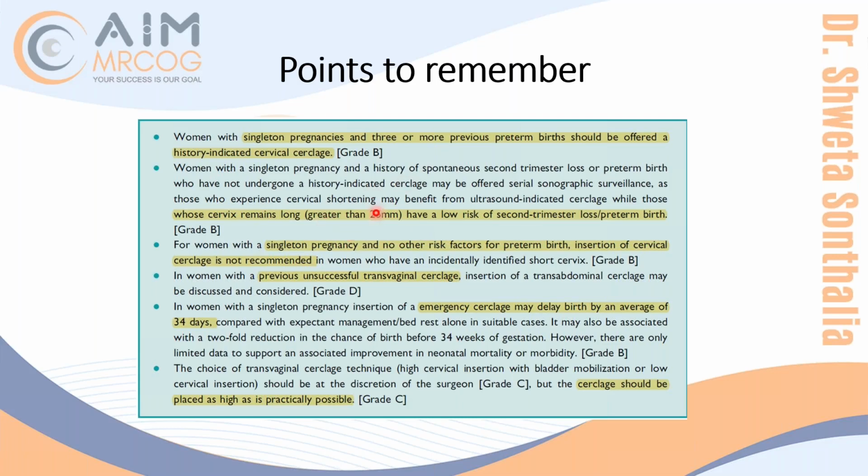So this is how they give you an exam. They will give you an EMQ. In one, they will write you 3 or more previous losses. In one, they will write you 1 previous loss. And in one, they will write you no loss at all. And incidental finding of short cervix, what to do? So history indicated cerclage, ultrasound indicated cerclage, and vaginal progesterone will be your answer. So this is how you'll solve your EMQ.